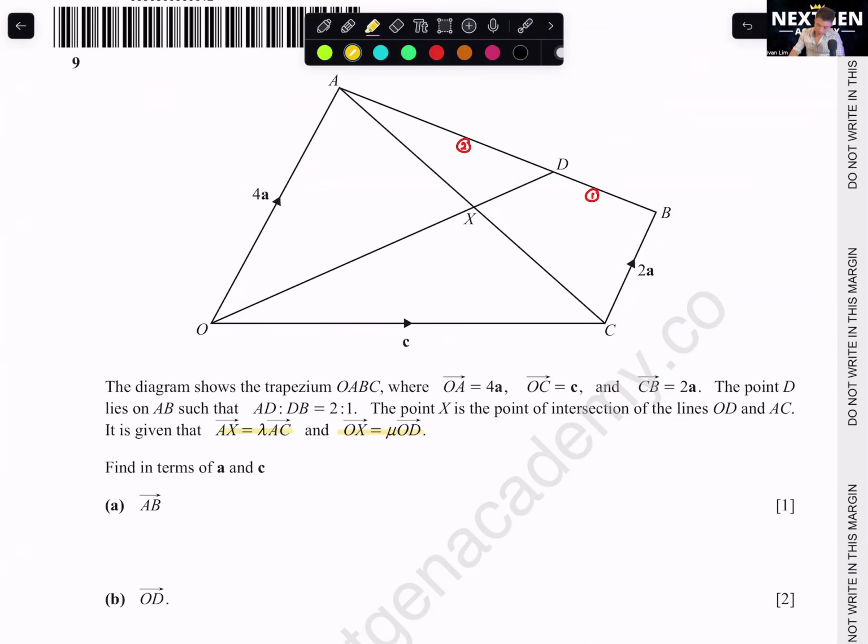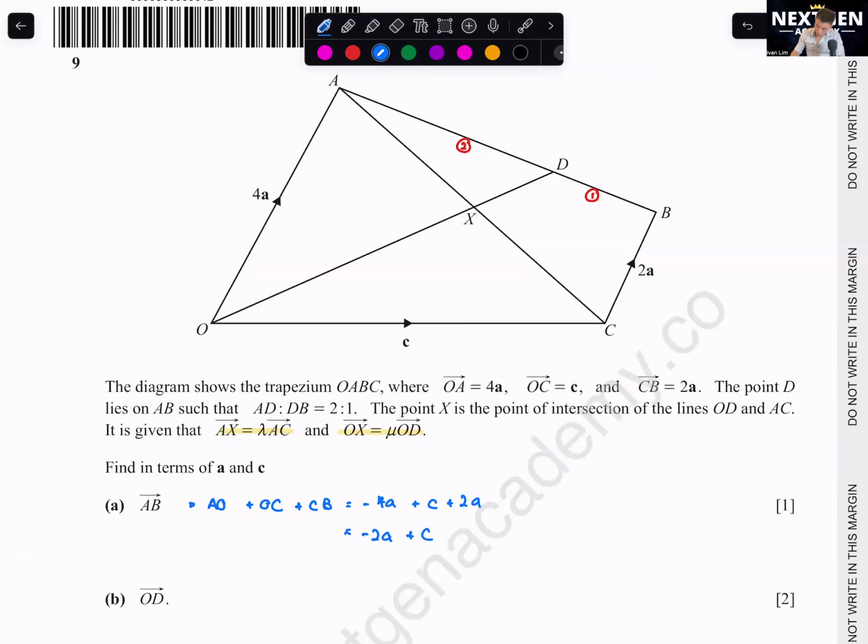What is AB? Let's find A to B first. We can go this direction. So AB will be AO plus OC plus CB. We refer to the diagram. So here will be minus 4A plus C plus 2A. We will get here minus 2A plus C, or C minus 2A.